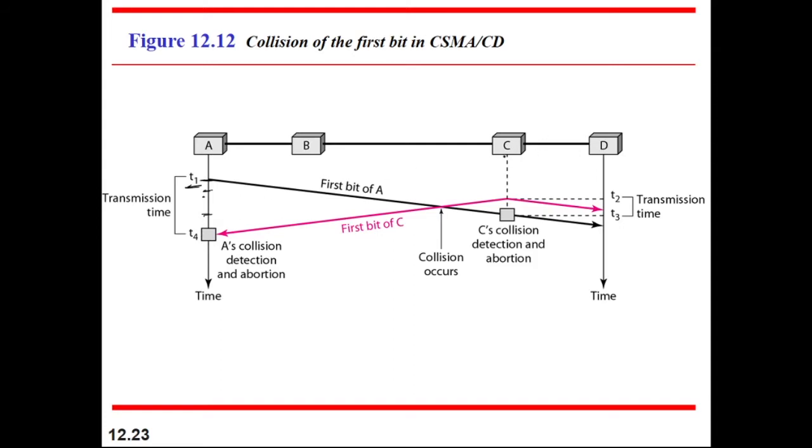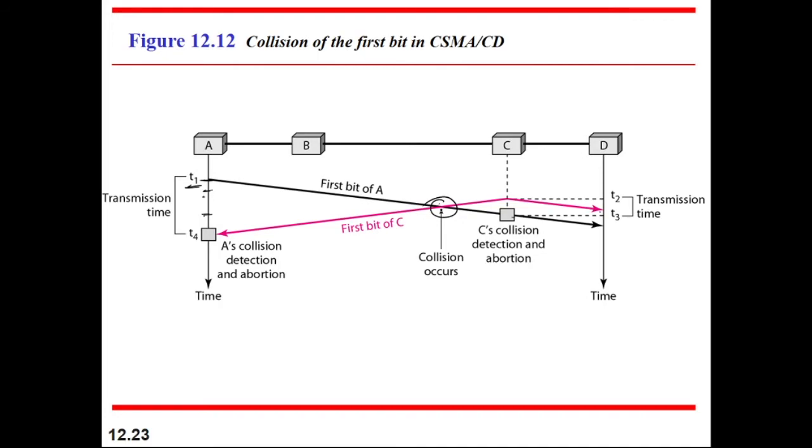Suppose C is sending data here at time t2, and it can send data to D as well as to E. C wants to send data to both of these. So when C wants to send the data, what will happen? Here, at this joint, the collision occurs.